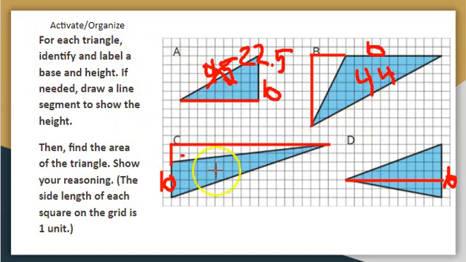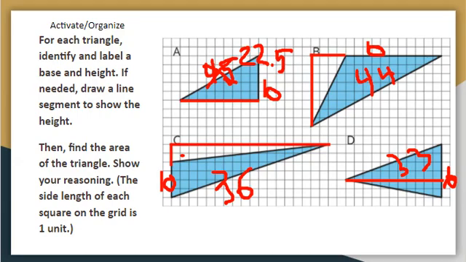For C, we have 18 by 1, 2, 3, 4, giving us 4, which gives us 72 altogether. Half of 72 is 36 square units. And for the final one, we've got 6 by 11, which gives us 66. And then obviously we cut that in half. So we have 33 there. So that's the area for each of those. Okay. All right.